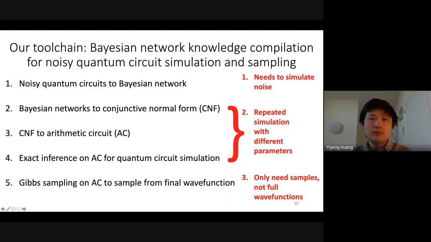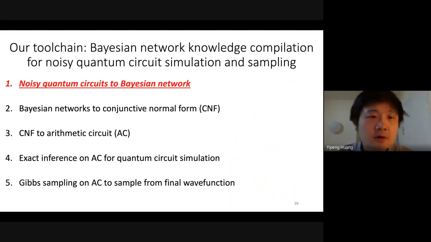Okay. So I'm going to walk through these compilation stages next, going from a quantum circuit, a noisy quantum circuit, finally to a compiled representation that allows us to query and sample from the final wave function. And doing that is going to be a useful compilation that allows us to do quantum circuit simulation, specifically for variational algorithms. Okay, so let's try to walk through this step by step.